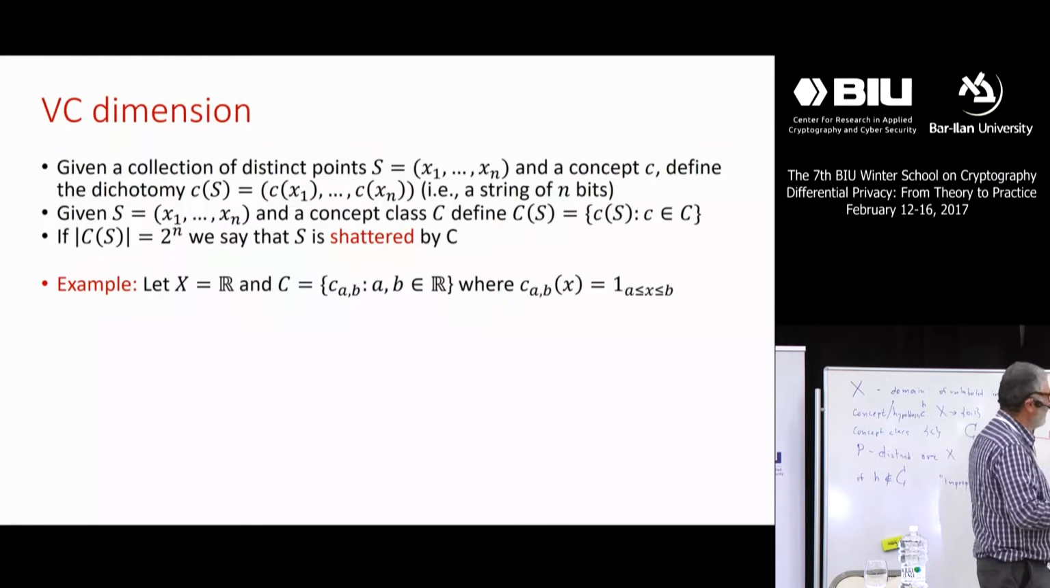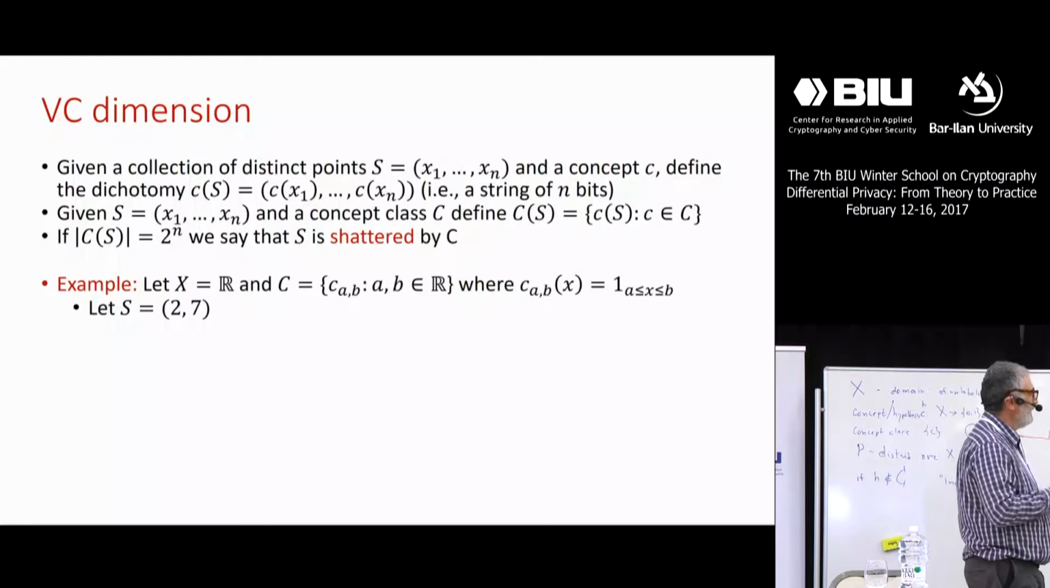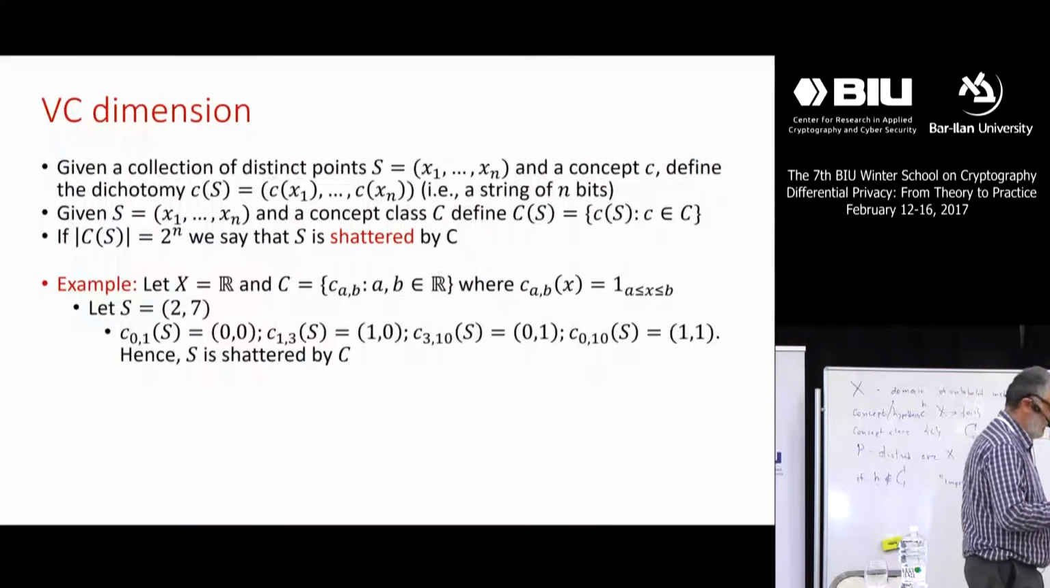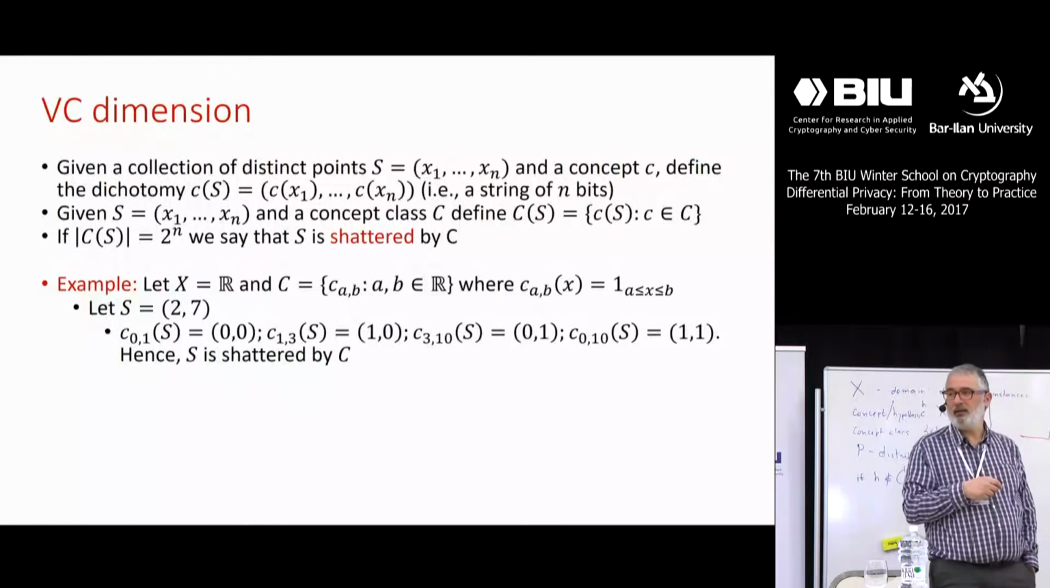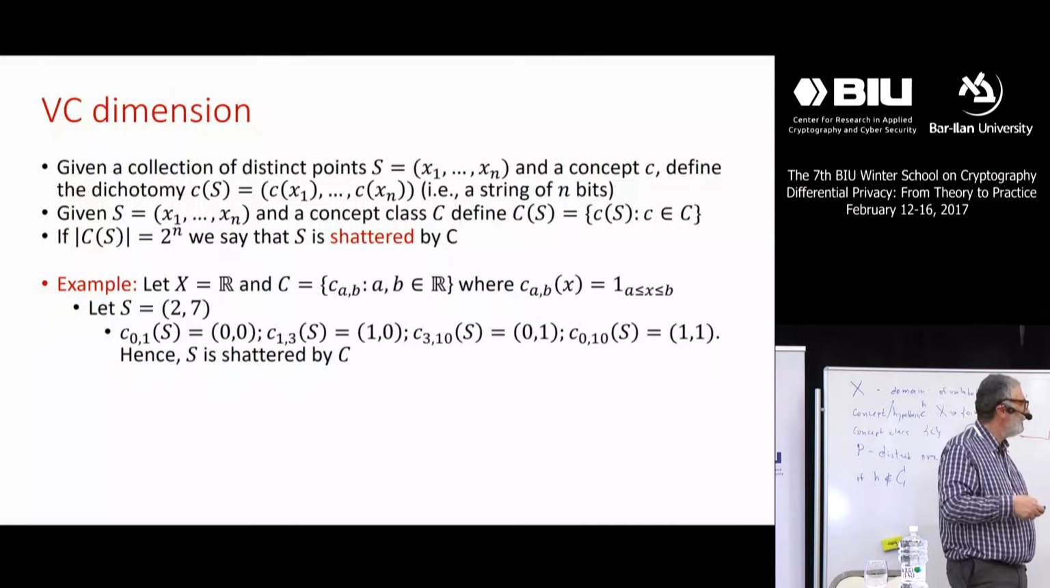So it goes up at the point A, then goes down at the point B. And let's pick a set {2, 7}. Let's see what kinds of labels we can get for this set. For instance, if we take this concept that goes up on 1 and down on 0, and then down on 1, it labels both points 0, and so on. You can see you can get the labelings 1, 0, 0, 1, and 1, 1. So we get that this set is shattered by the concept class in this case, okay?